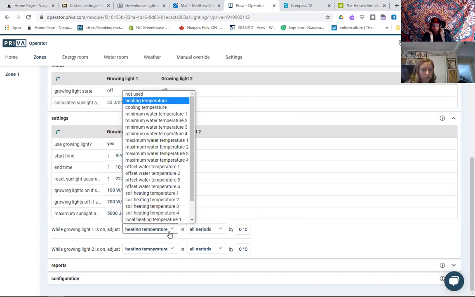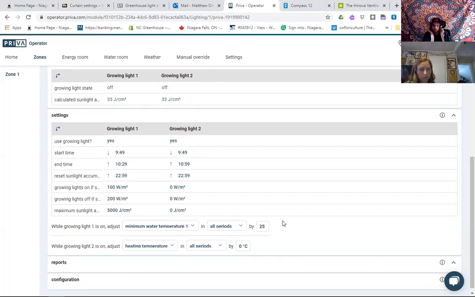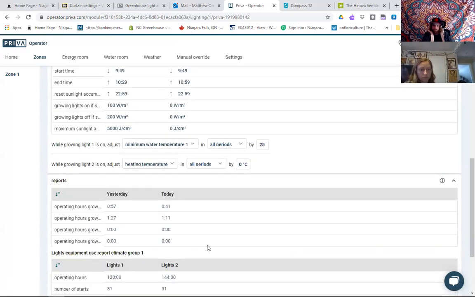So this is basically an if-then statement. If the lights are on, then we can set a minimum pipe temperature in all periods, set to 25 degrees Celsius. So regardless of the needs of the greenhouse, the minimum temperature of the pipes will be 25 degrees. If they need to be more than that, then they can be more than that. No problem. Make sense? Lights are pretty straightforward.